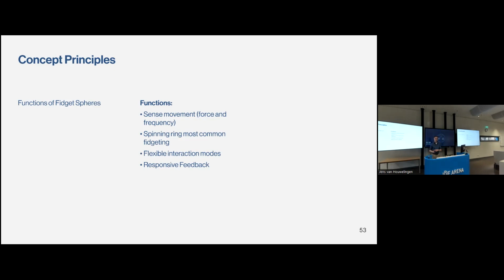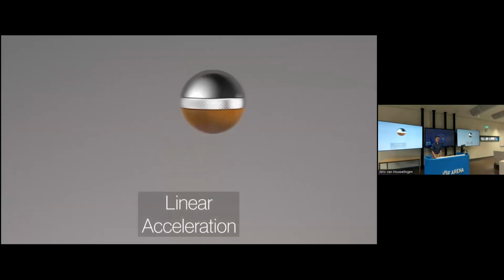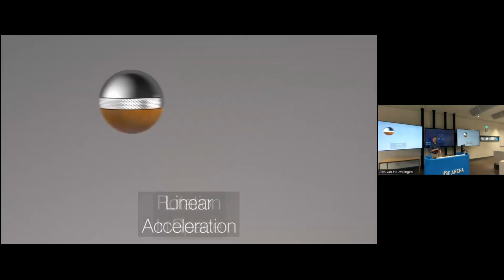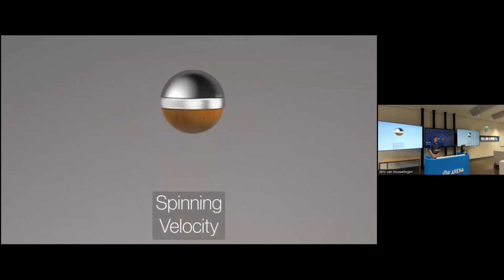But we also wanted to make this very flexible. You can interact with it in any way. And that's part of why the concept is so simple, just spheres, because it really opens up the possibility of how and what you can do with it. And again, give that responsive feedback. So this video shows how the balls measure movement. It's both linearly in 3D space or rotationally in 3D space, or measuring the speed and thereby the force applied to that spinning central ring.